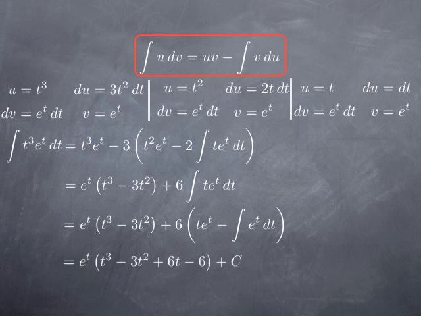So we obtain 6t e to the t minus 6e to the t, and factoring e to the t, we obtain e to the t multiplied by t cubed minus 3t squared plus 6t minus 6, all this up to a constant.